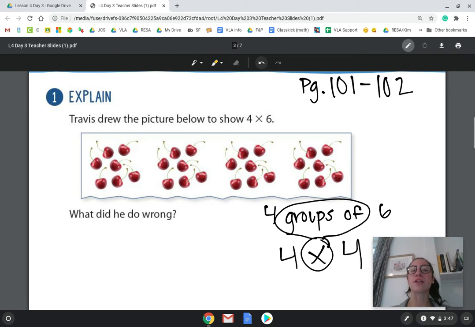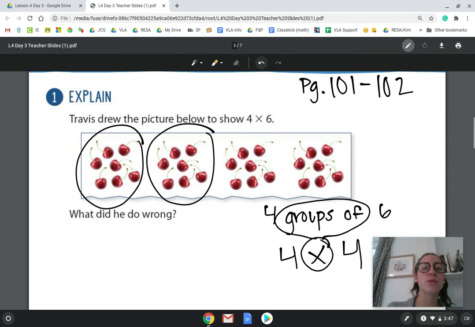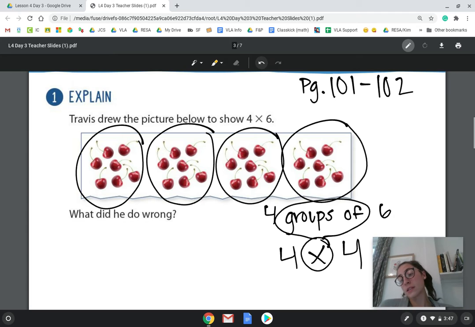So I'm going to start by checking on the number of groups Travis has. So Travis is supposed to have 4 groups. Does he have 4 groups? Let's find out. I see 1, 2, 3, 4. Yep, he's got 4 groups. Now I know not 4 groups of 6. He has just 4 groups. We know he has 4 groups.